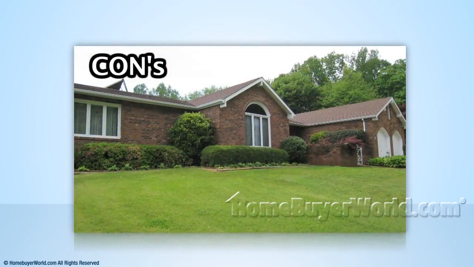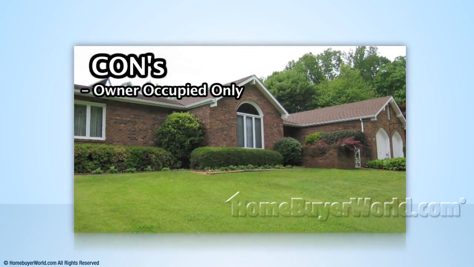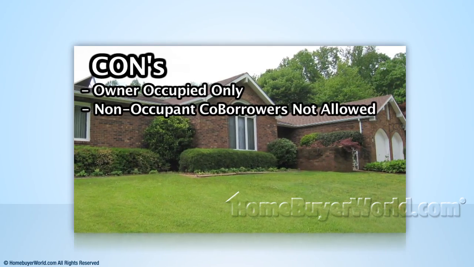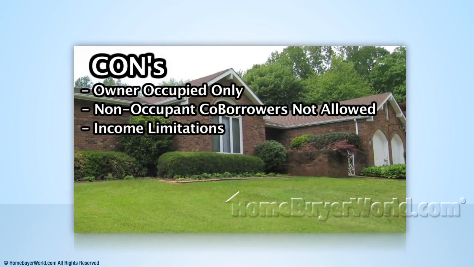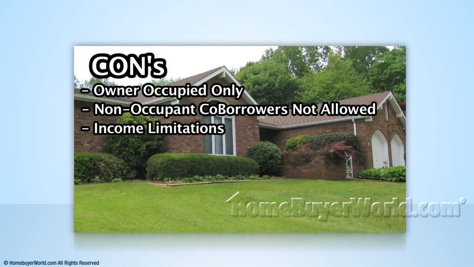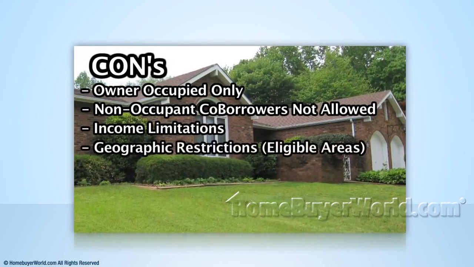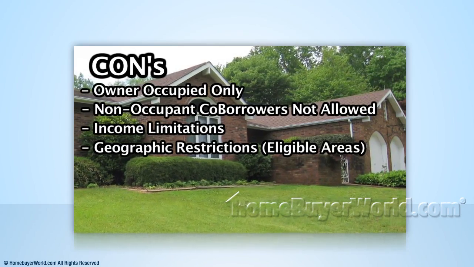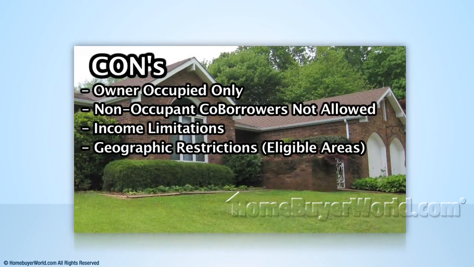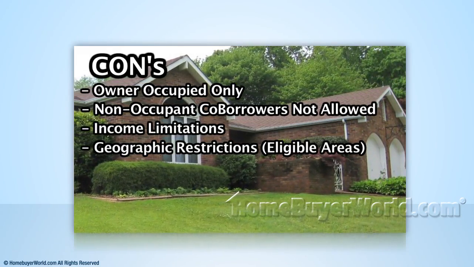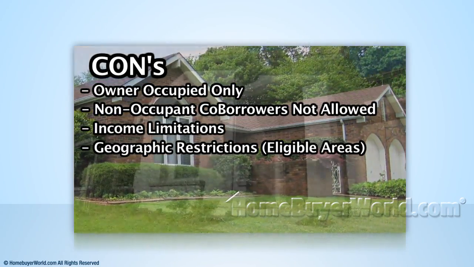Cons. Owner-occupied only, and non-occupant co-borrowers not allowed. There are income limitations based on the number of persons in the household and the county the home is in. Geographic restrictions. Only properties in eligible areas can be financed. Check the USDA eligibility map for detailed area maps. All 50 states have eligible areas.